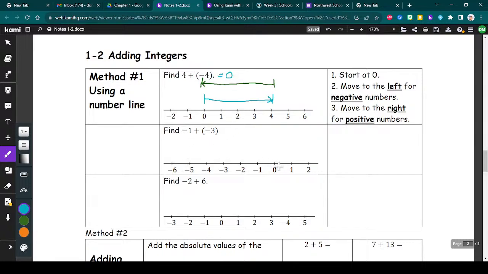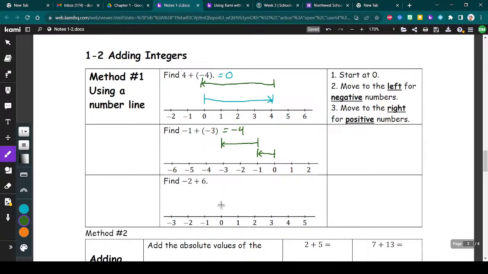Let's try this again. Here we're going to start off at 0, and we're going to be moving negative 1. From negative 1, we're going to move negative 3. So it's 3 units to the left again. And so we can see here that negative 1 plus negative 3 is negative 4.